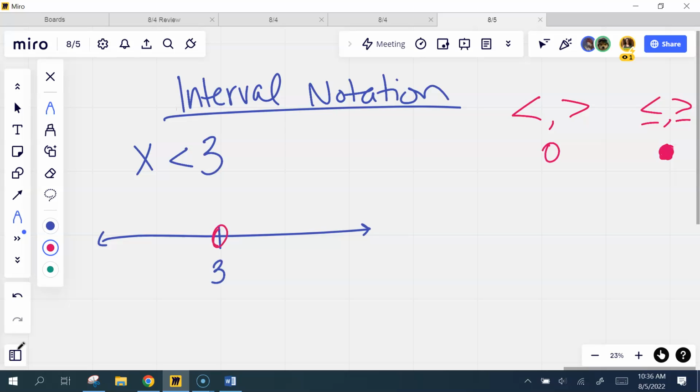Okay, so now I need to draw the arrow in one direction, right? Which way do I go? Because this says X is less than 3. Which way do the numbers get less than? To the left. Are we all in agreement here?